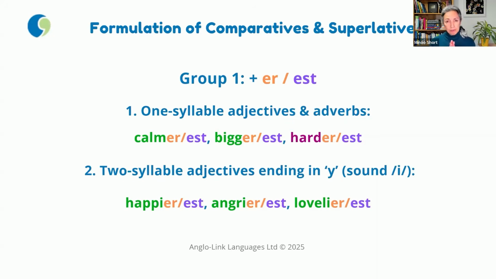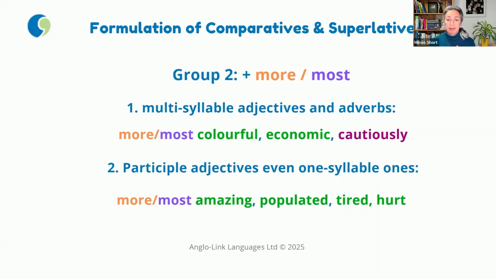E. For example, happy, happier. Angry, angrier. Lovely, lovelier. So although they have more than 1 syllable, they have 2 syllables, happy, angry, lovely. Because the last sound is E, we add ER and EST. So remember that point.